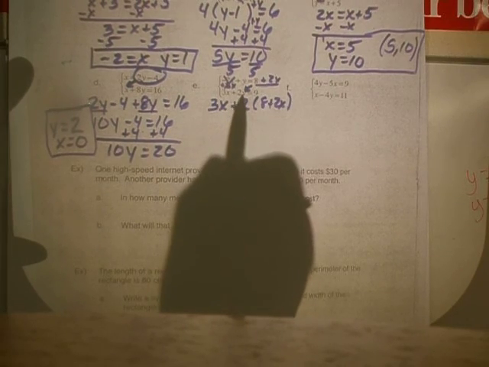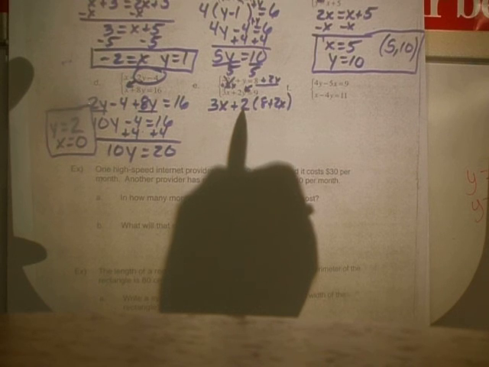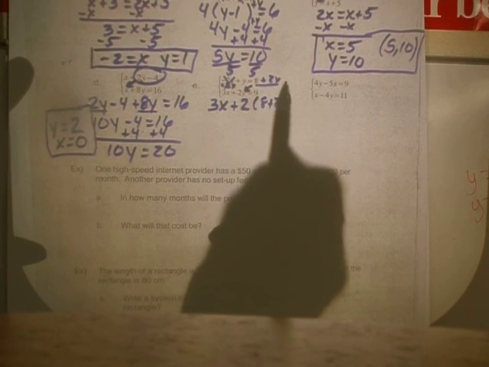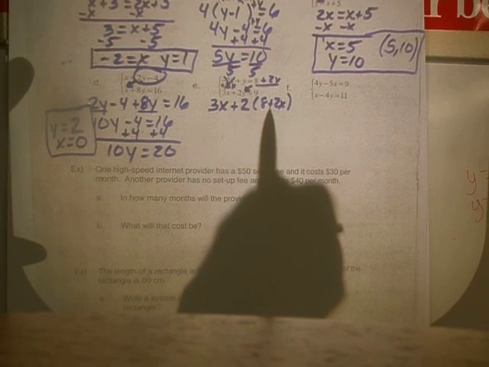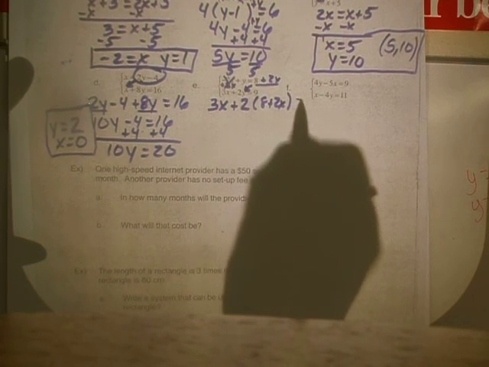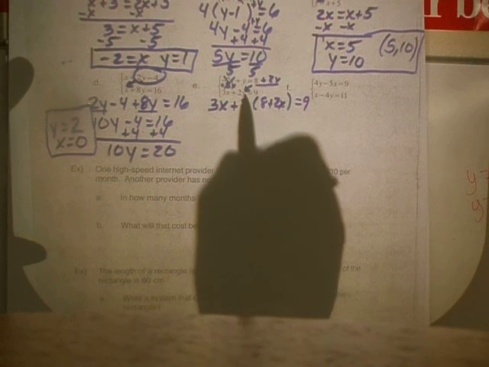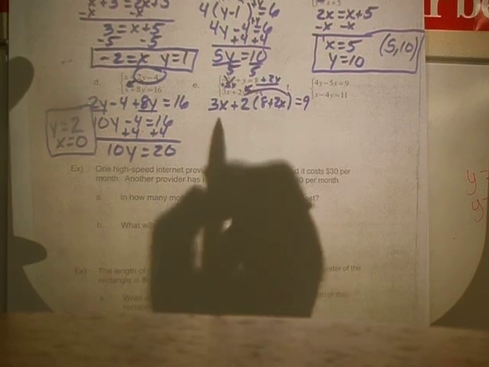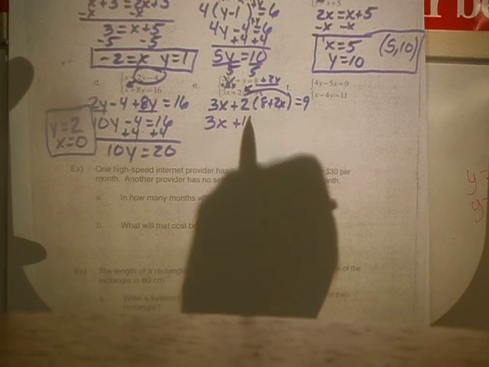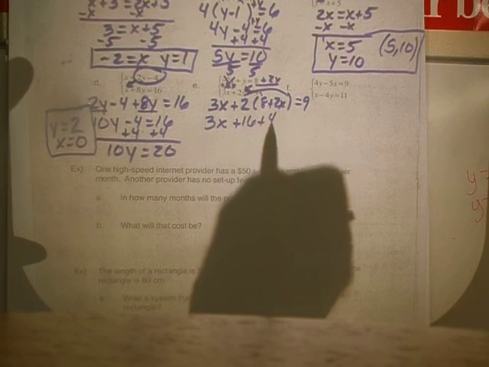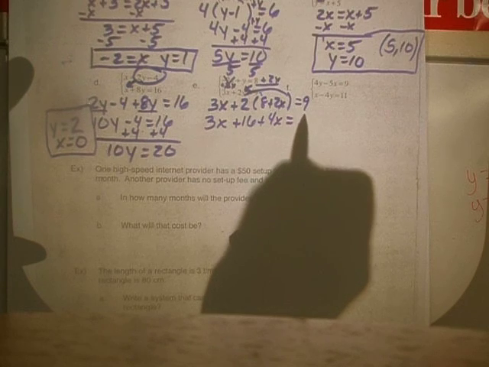Right here, 2y. So this is where the 2 comes from. What do you put in for the y? This y equals 8 plus 2x. So I put that in place of the y. That's going to equal 9. And as we distribute, you will have 3x plus 16 plus 4x equals 9.